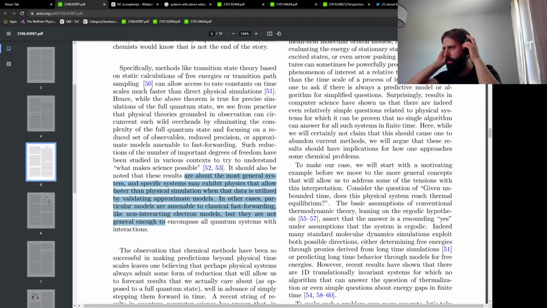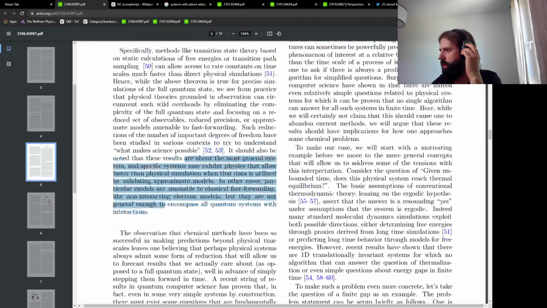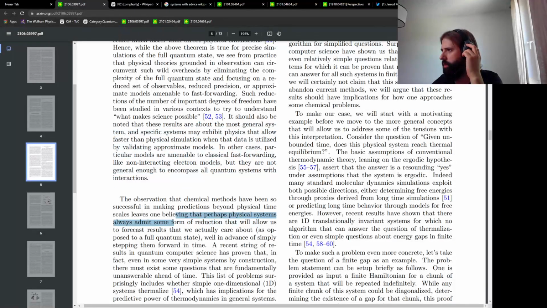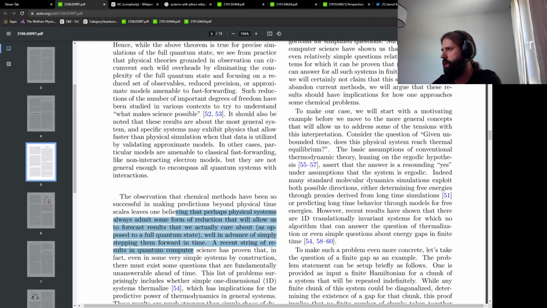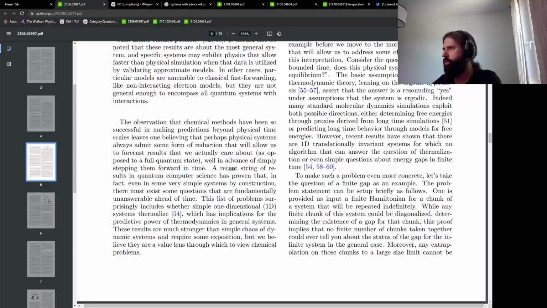The observation that chemical methods have been so successful in making predictions beyond physical time scales leaves one believing that perhaps physical systems always admit some form of reduction that will allow us to forecast results that we actually care about. Okay, so a recent string of results in quantum computer science has proven that even in some very simple systems of construction, there must exist some questions that are fundamentally unanswerable ahead of time. But that seems to be the measurement problem in and of itself, right?